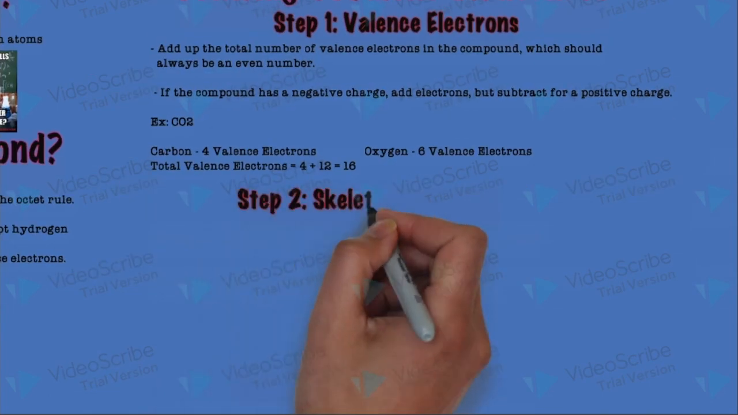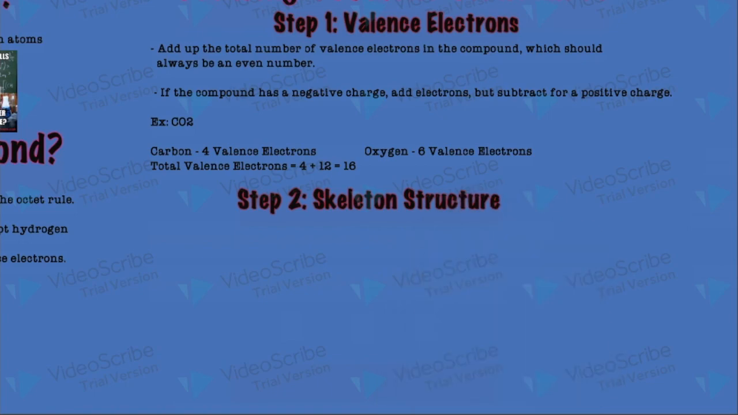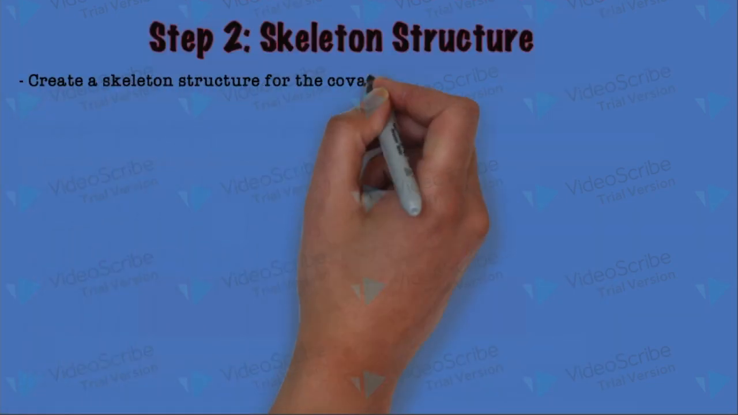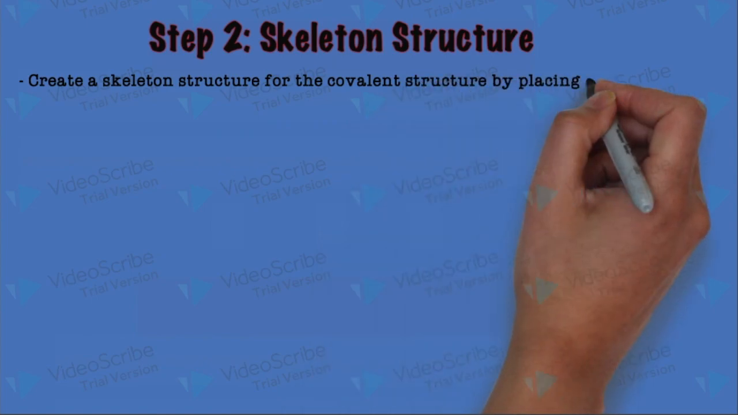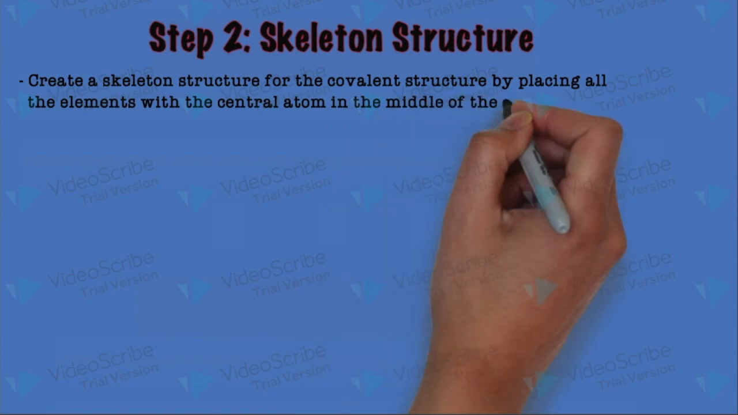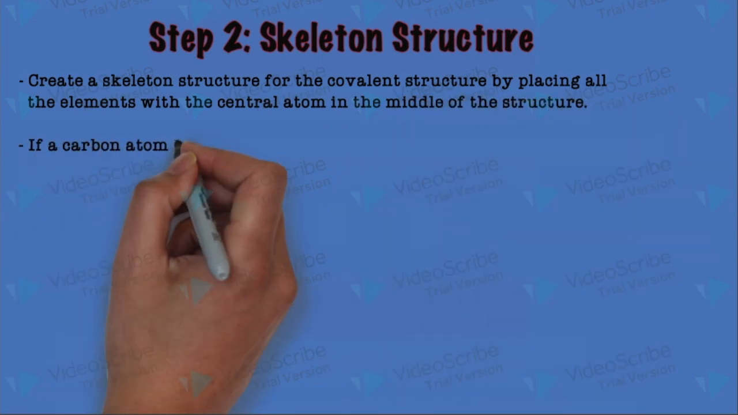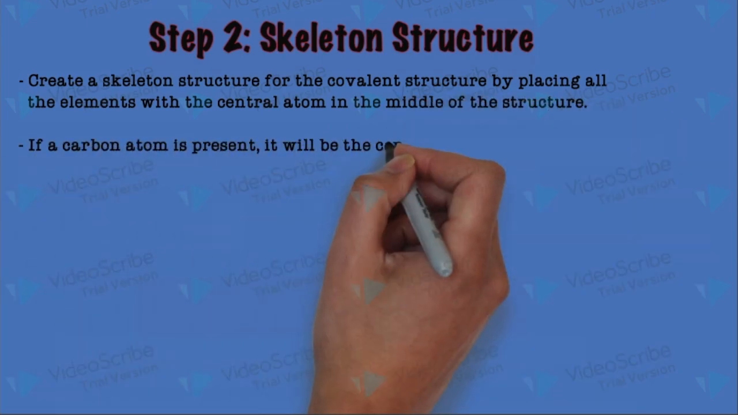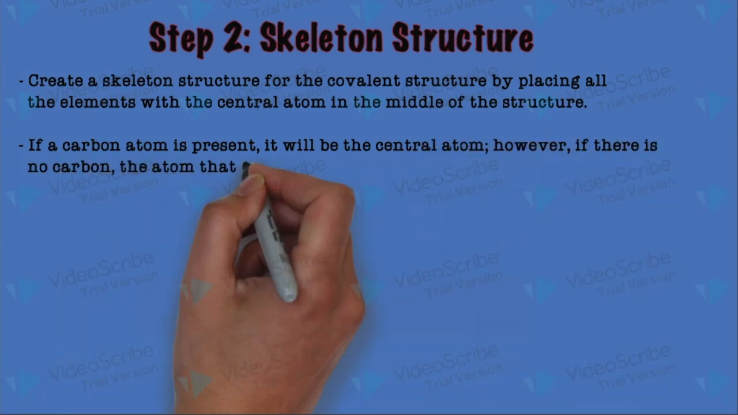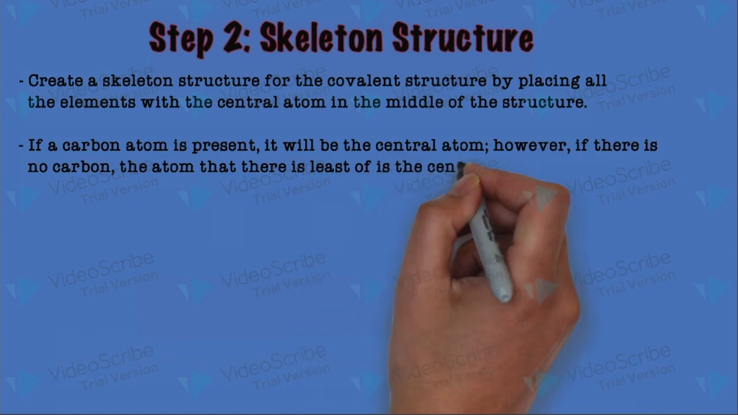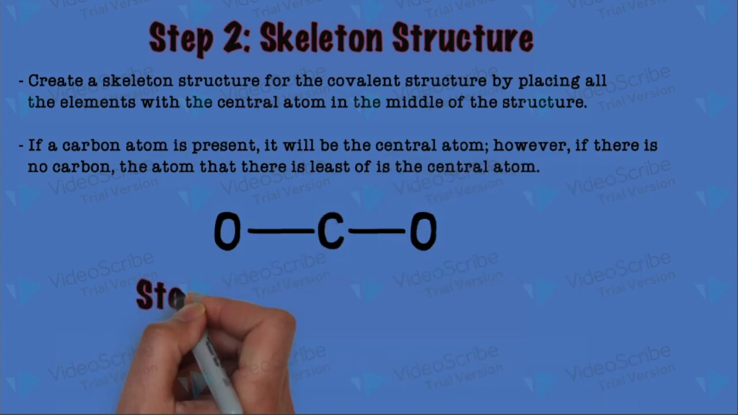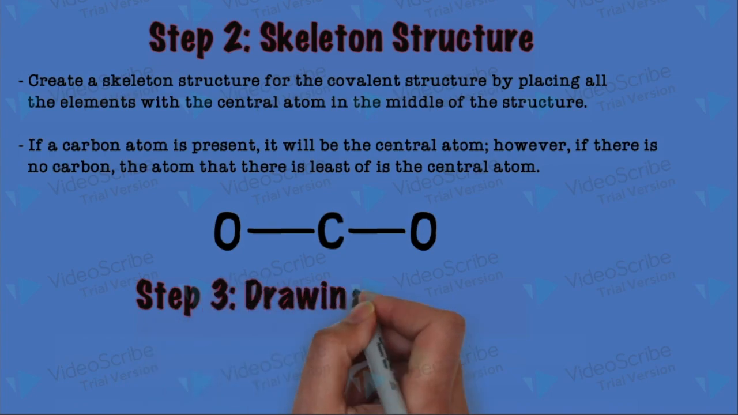The second step would be drawing a skeleton structure. Create a skeleton structure for the covalent structure by placing all the elements with the central atom in the middle of the structure. If a carbon atom is present, it will be the central atom. However, if there is no carbon, the atom that there is least of is the central atom. So for carbon dioxide, there is a carbon present, so it is the central atom, and the structure will be drawn out soon. Carbon's in the middle, the 2 oxygens are drawn, and 2 lines are drawn to represent the bonds.